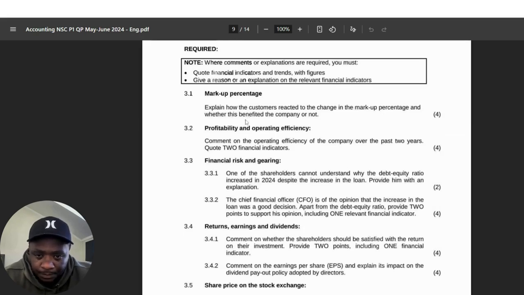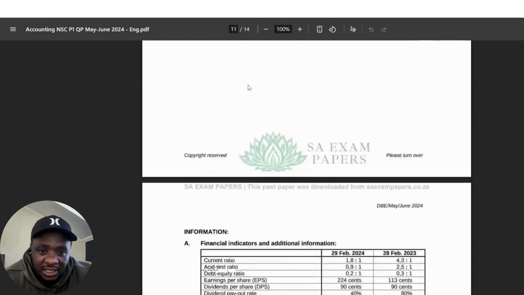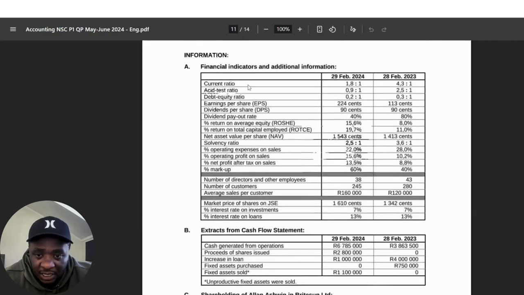All right, cool. Then now we move into profitability and operating efficiency. And the question here says that you need to comment on the operating efficiency of the company over the past 2 years and quote 2 financial indicators. So let's see then. Let's look at the financial indicators then. So these are the financial indicators.